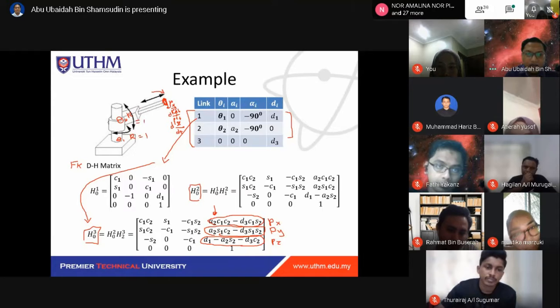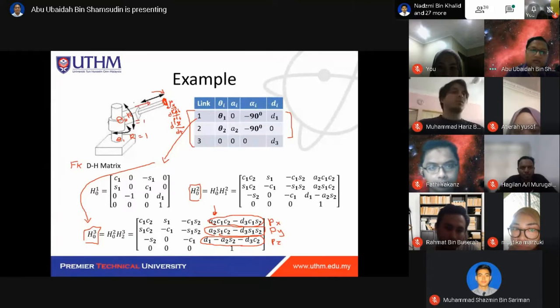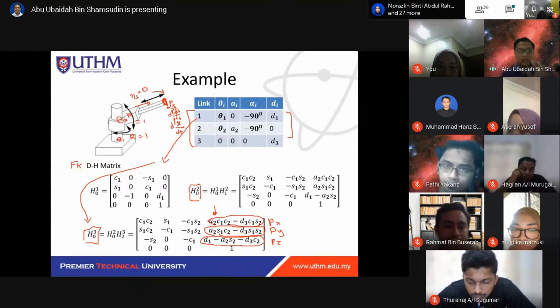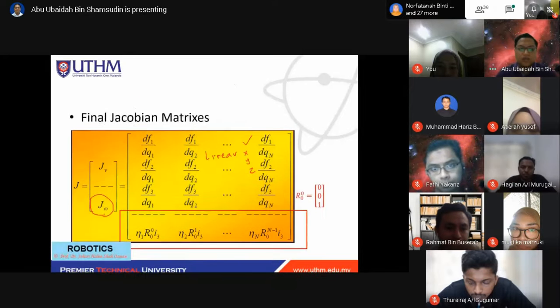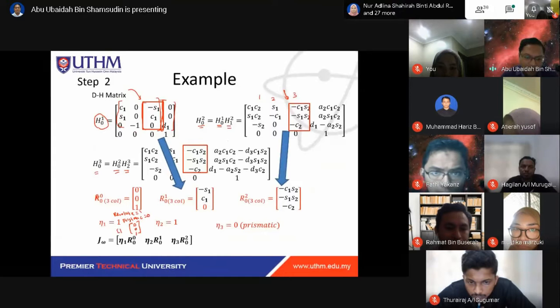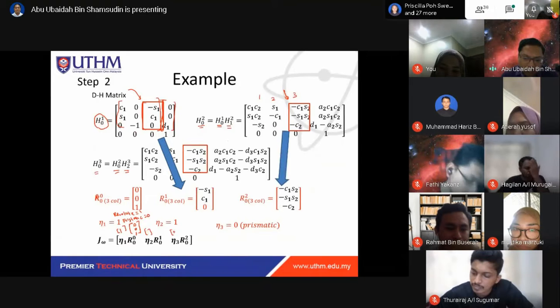Dan untuk motor ketiga, the third motor is prismatic. So for prismatic, sigma 3 will become 0 sebab dia bukan rotational. Okay, so macam tu saja, dia ada 0, 1. So now we just put all those values here. So sigma 1 is equal to 1, sigma 2 is equal to 1, and sigma 3 is equal to 0.